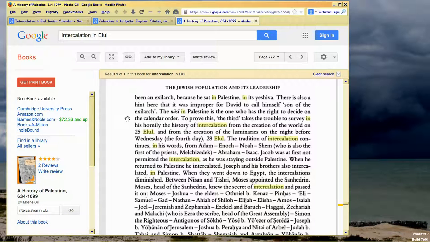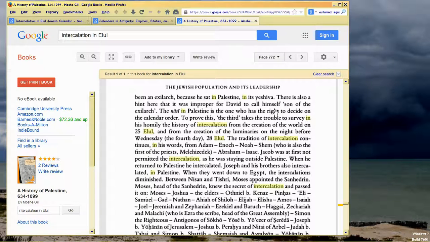Okay, here's a mistake. Well, it's not a mistake, it's an arrogance. The Nasi in Palestine is the one who has a right to decide on the calendar order. Yeah, and in Rome they called it Pontifex Maximus. To prove this, the third takes the trouble to survey in his homily the history of intercalation from creation of the world on 25 Elul. Really? The world was created on 25 Elul, says who?